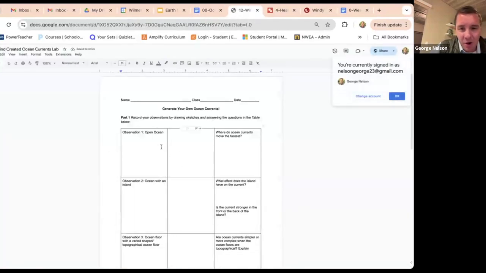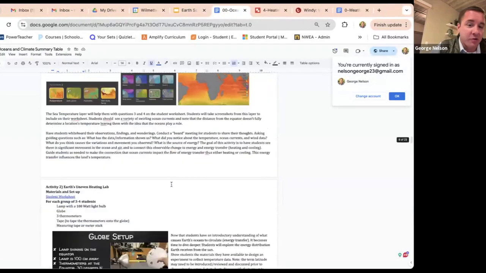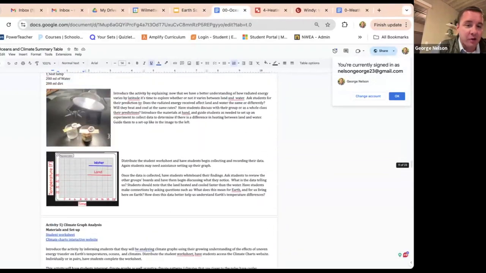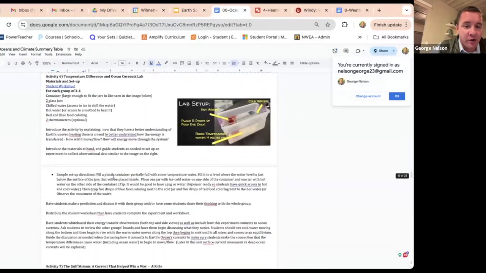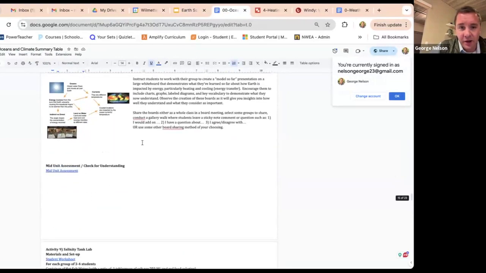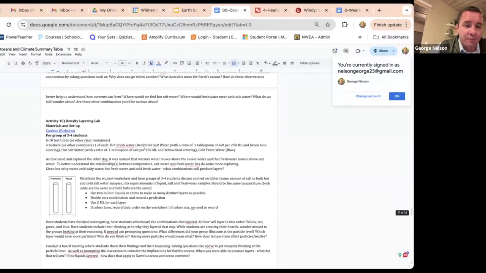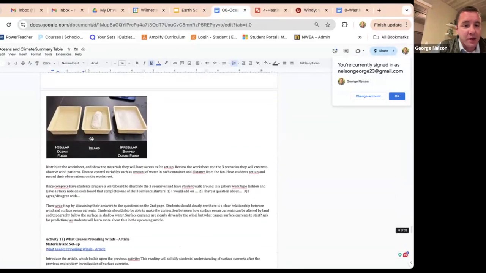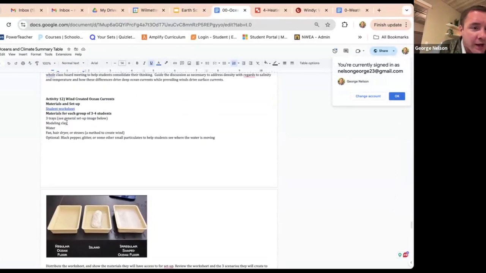I'll be honest, this one is a very messy lab. I'll scroll down. Actually, I feel like I'll make more sense if I'm in the teacher notes. Where am I at? Yeah, here's our land versus water, our hot and cold water. We see that. Here's the density I was talking about. They use clay here. I forgot the name. I think I have it in the teacher notes. Yeah, I gotta put it in the teacher notes.